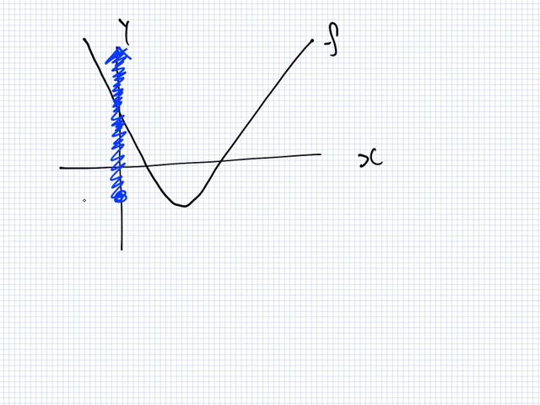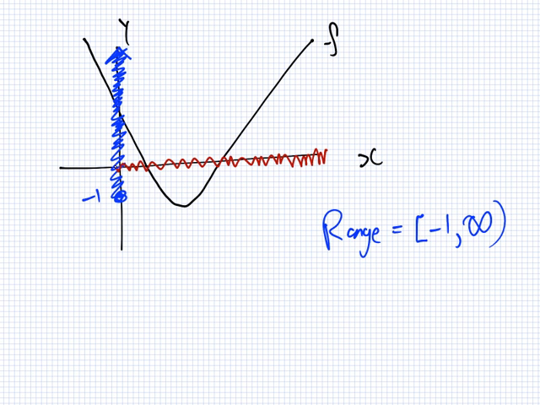So for example, if this was -1, I would say the range equals -1 to infinity. The domain are all the values of x. Here, I can use all the values of x. Nothing is forbidden. So here, the domain is equal to all the values for x.